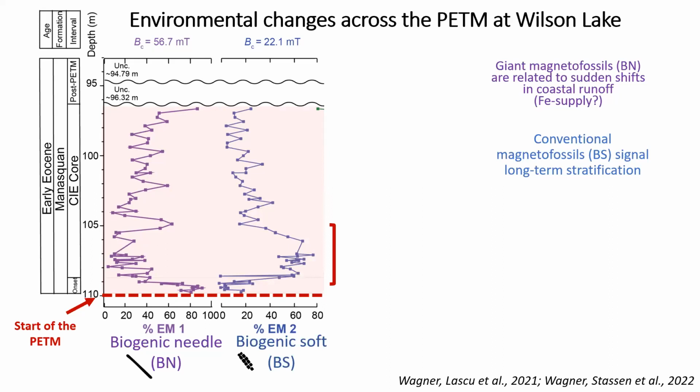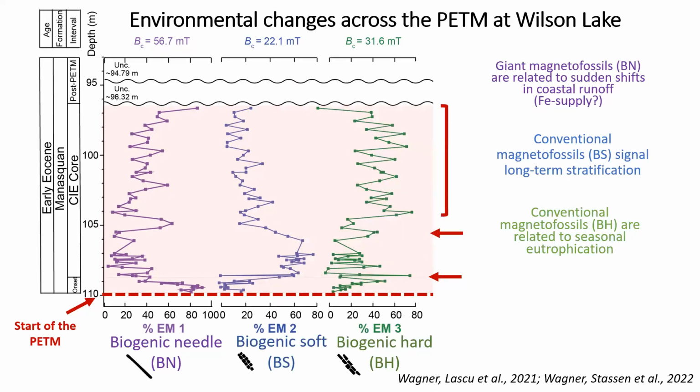Then in the middle here in blue, we have N number 2, or our biogenic soft component, those equant magnetofossils. And where this N number is greatest, we interpret there to be more stratification at the seafloor. So there is less nutrients and oxygen making it to the ocean floor.